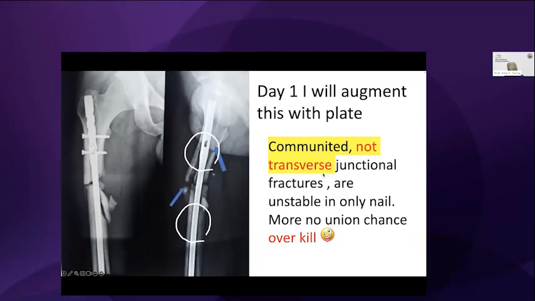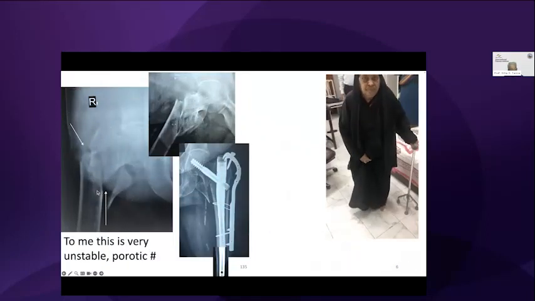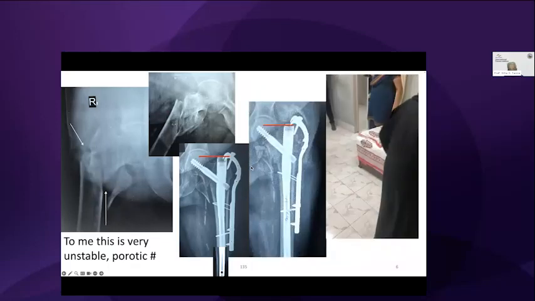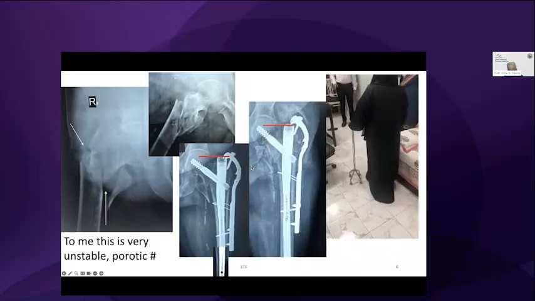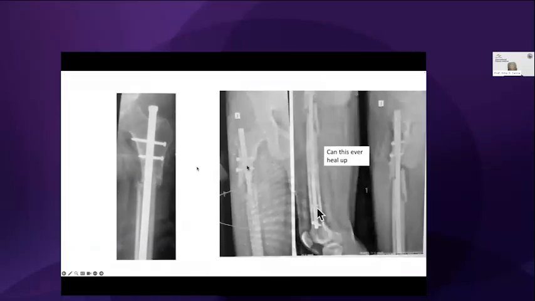Comminuted fractures, I'm not talking about the transverse fracture, are unstable with only a nail, with more chance of non-union. Overkill is not a sin in such fractures. As you can see here in such fractures on day one, if it is osteoporotic and all, you can do the augmentation and the fracture heals up and the patient walks about on day one. Now in this fracture, you can see there is hardly any hold. On day one, for such fractures, there is no point in just accepting this reduction. On day one, if you can do an augmentation, if you are stuck, there is no harm.